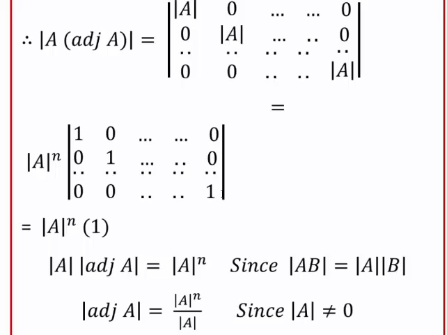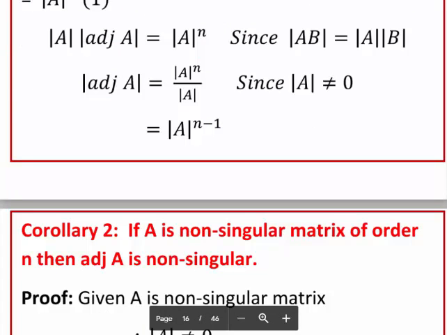raised to n. We can use the distributive property of the determinant; we know the result, determinant of C into D is determinant of C into determinant of D. Apply this result on the left-hand side, we get this one. And since we are given that determinant of A is non-zero, we can divide both sides by this quantity, and we get the mod of A raised to n divided by mod A. Using the law of indices, we get the required result. Means the determinant of adjoint of A is calculated as determinant of A raised to the power n minus 1.